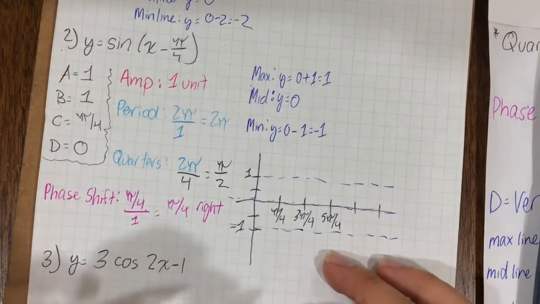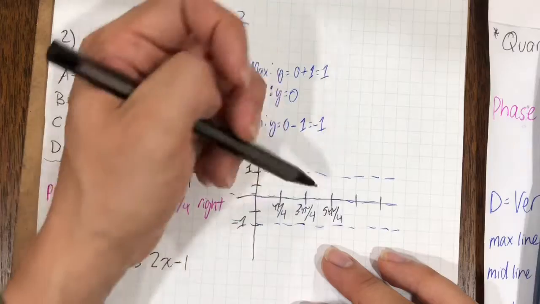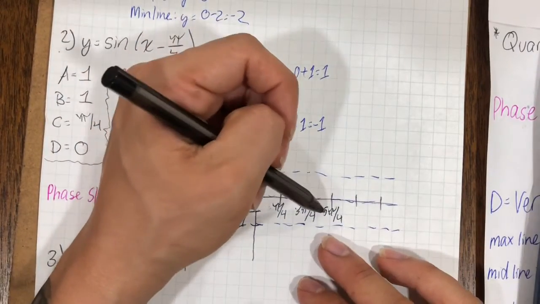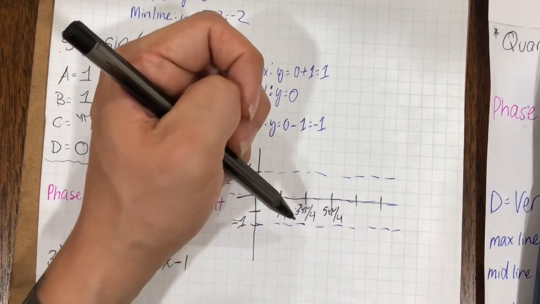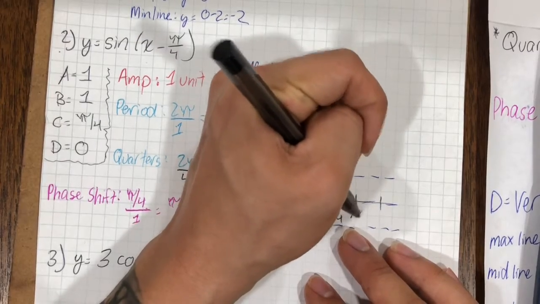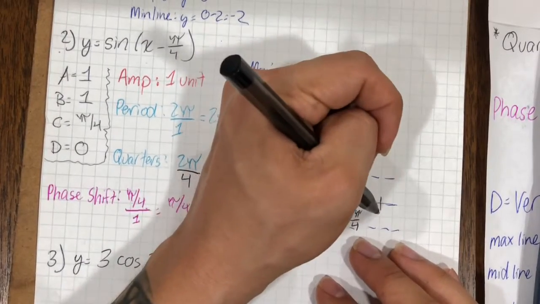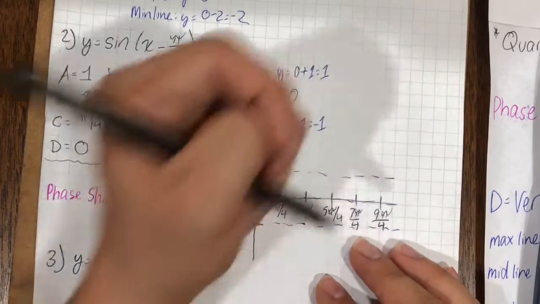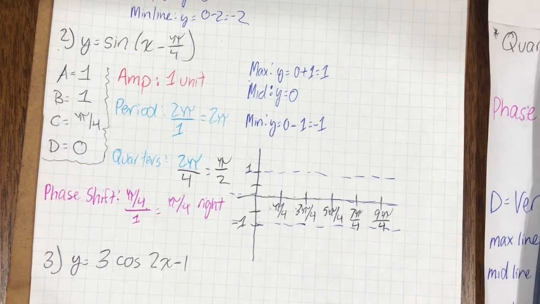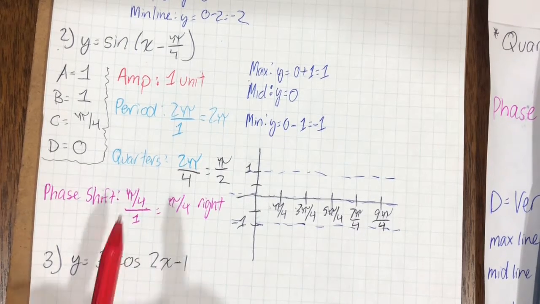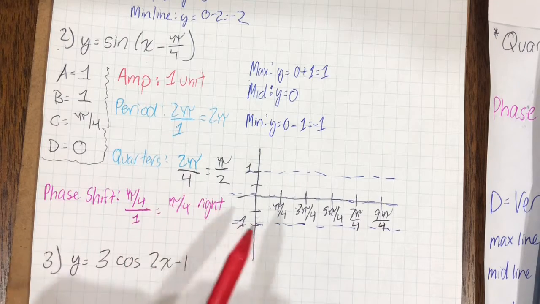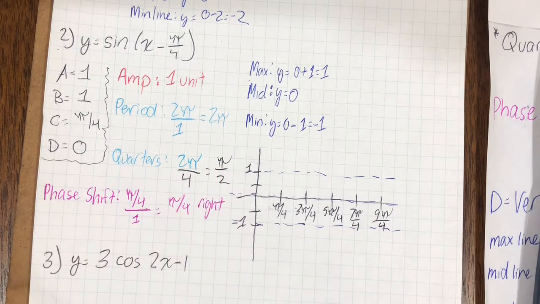So I can see a pattern going on, where I'm going from pi over 4 to 3 pi over 4 to 5 pi over 4. Based on the pattern, I can easily assume that the next one would be 7 pi over 4, and then the next one would be 9 pi over 4. So these are my x values for the graph based on the phase shift, and for each x value, we're going up by pi over 2.